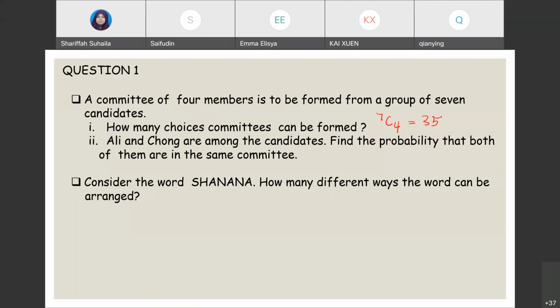Okay, so that is the first one. Okay. So yang kedua, dia kata Ali and Chong are among the candidates. Okay, dia describe Ali and Chong. So find the probability that both of them are in the same committee. So Ali dengan Chong tu mesti berada di dalam apa? Di dalam komiti yang sama lah. So that's mean actually it will have Ali and Chong apa ni?